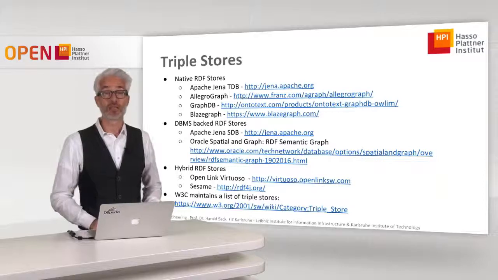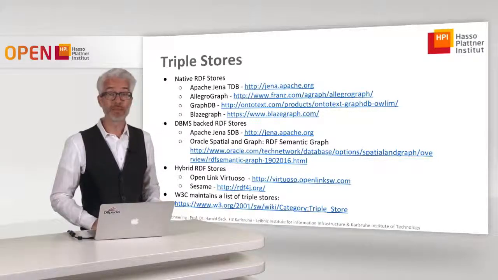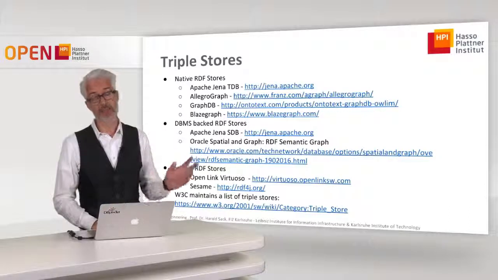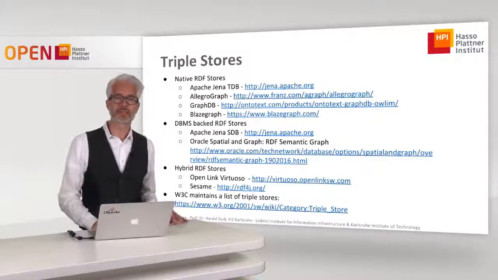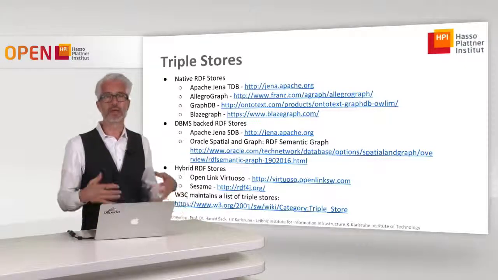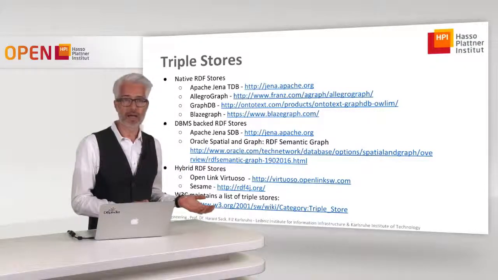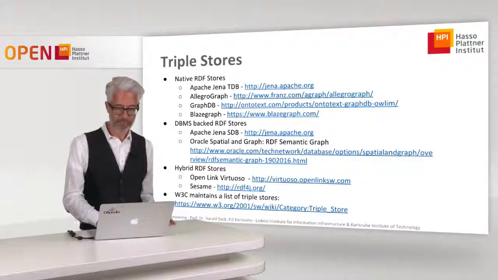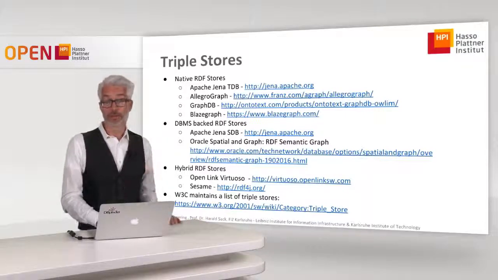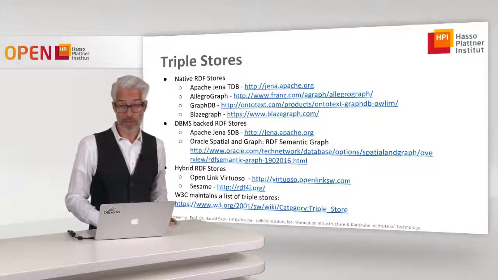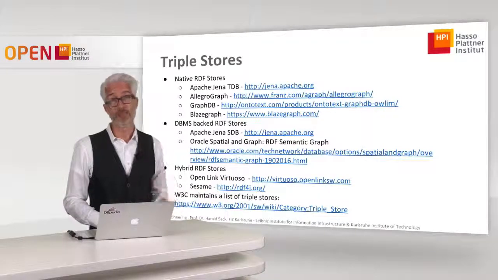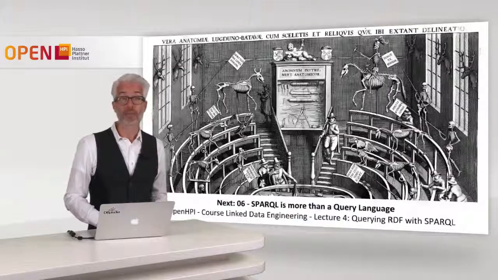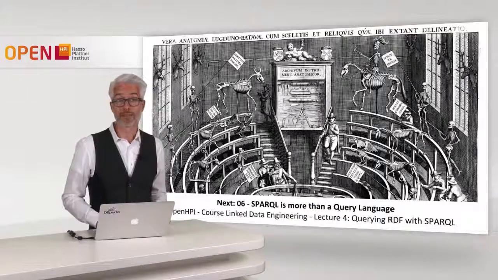If you want to know what's out there, the W3C maintains a list of the available triple stores. Simply click on the link and then you will end up on the W3C list of available triple stores, and you can see what kind of openly available triple stores are there, and of course there are also commercial triple stores available. So far so good. So this is what I wanted to tell you about the possibility to store RDF data in databases. And what we want to do next, and this then is the last section in the course on SPARQL, I will show you that SPARQL is more than just a simple query language.